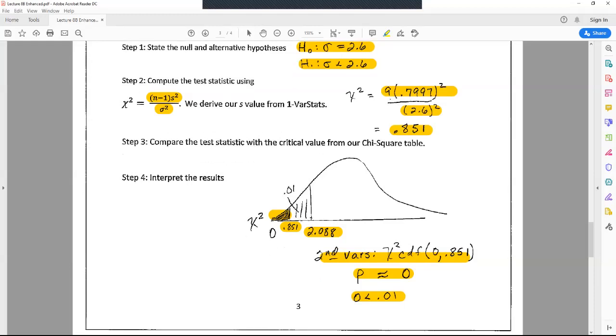Now, why did we use 0 here? Because the chi-square distribution starts at 0 and it goes forever to the right. So it does bottom out at 0. That's the first distribution we have seen that actually bottoms out. And this one, the chi-square distribution, bottoms out at 0.